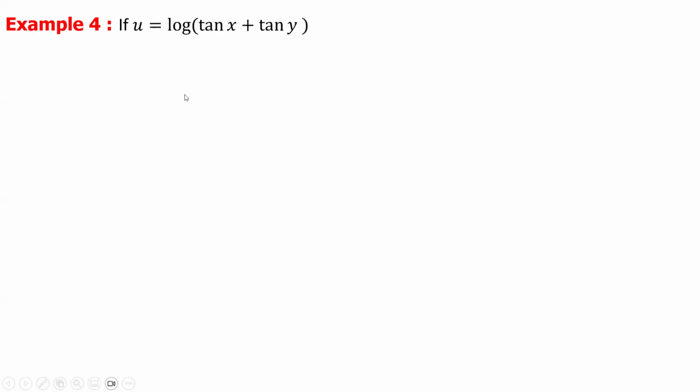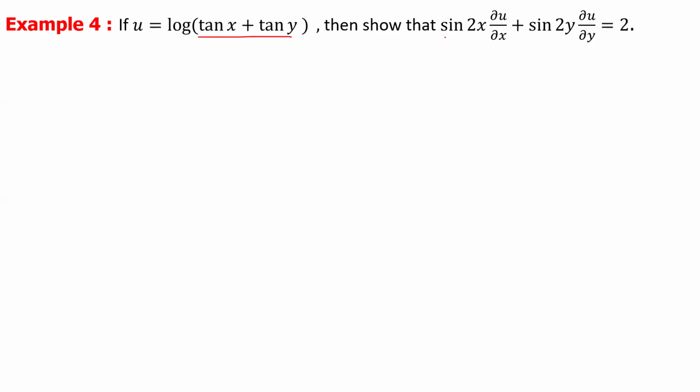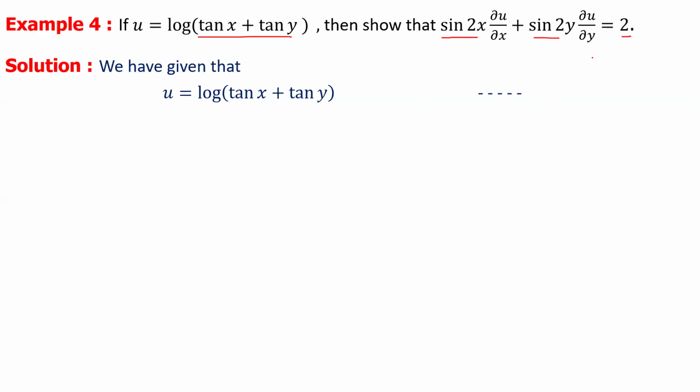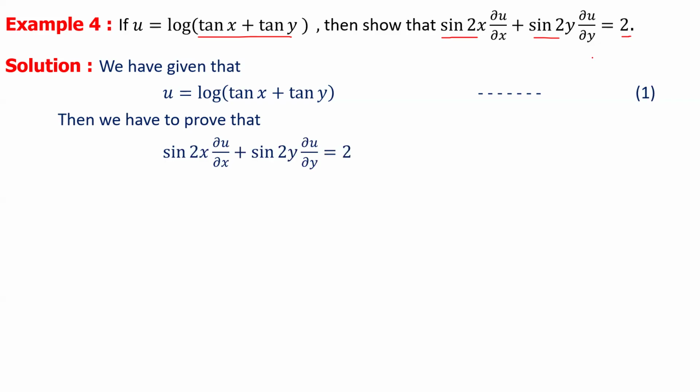Let us take one more example on partial differentiation. The question is, if u is equal to log of tan x plus tan y, then show that sin 2x ∂u/∂x plus sin 2y ∂u/∂y is equal to 2. So we are given that u is equal to log of tan x plus tan y. Let us call it equation number 1. Then we have to prove that sin 2x ∂u/∂x plus sin 2y ∂u/∂y is equal to 2.